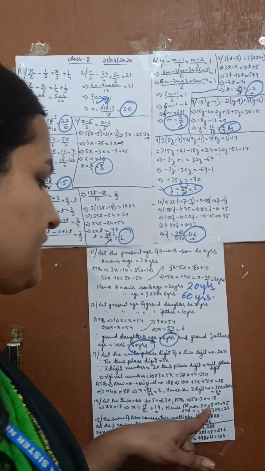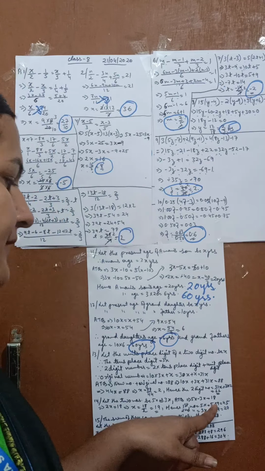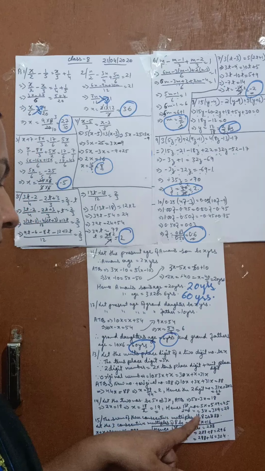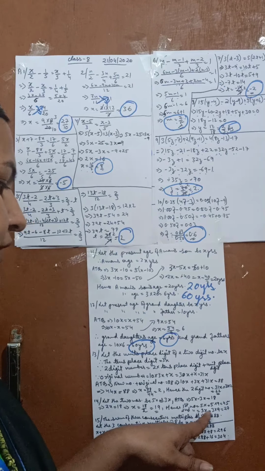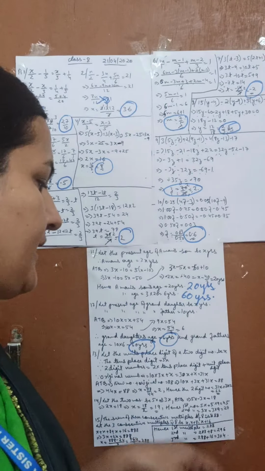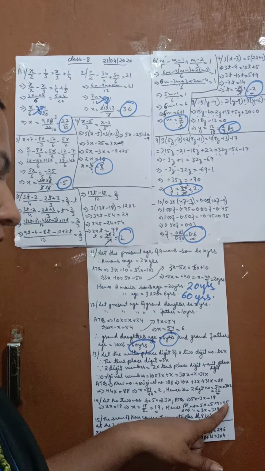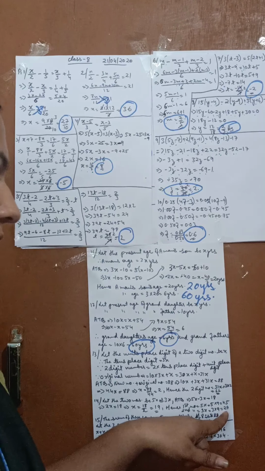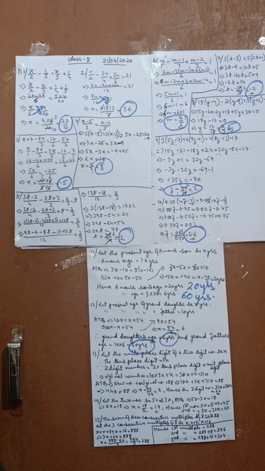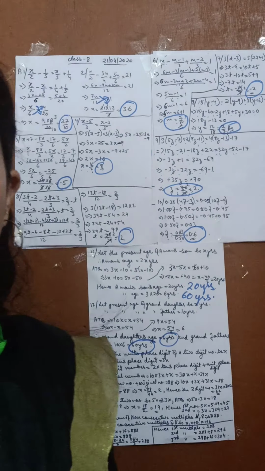So hence the first number will be 5x, that is 5 into 9, that is 45. And the second number is 3x, that is 3 into 9, which is 27. So the first number is 45 and the second number is 27 for question number 14. Let's move to question number 15.